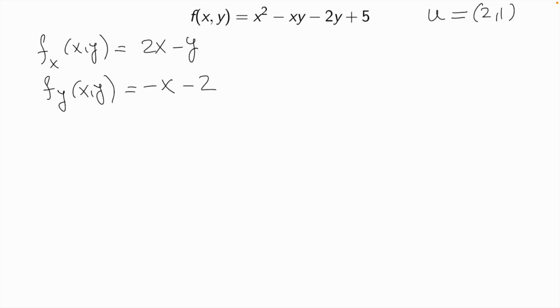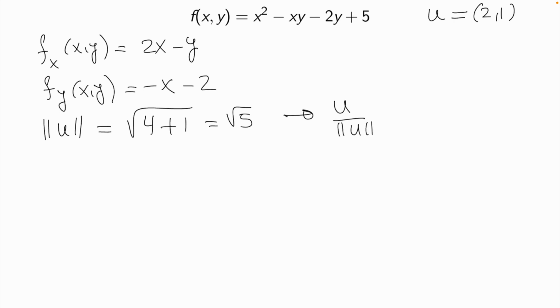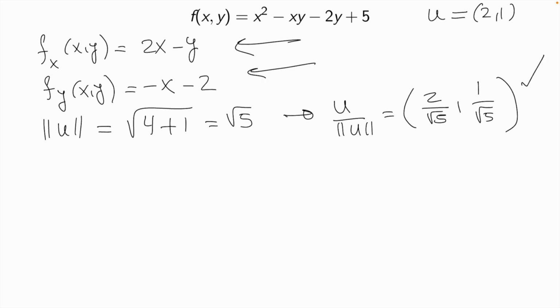The first thing that we need to do with this vector is to find its norm so we can normalize it. The norm will be the square root of the sum of the squares of the components: 2 squared, which is 4, plus 1. So the norm is the square root of 5. And so we know that the normalized vector is going to be (2 over square root of 5, 1 over square root of 5). This is all the data that we need, these three things, in order to calculate the directional derivative according to the theorem that we just saw.